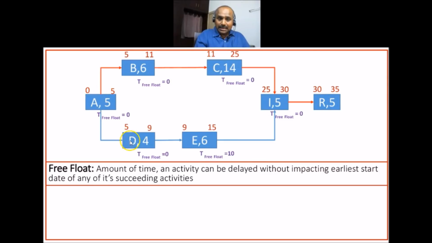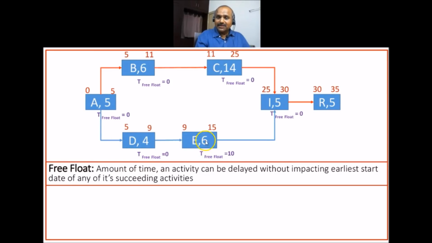Now, if you take activity D, any delay on activity D will impact the start date of activity E. That's why the free float of activity D is 0, because in free float, you focus on the impact you cause to its succeeding activity. So for activity D, the succeeding activity is E. So any delay caused to activity D will delay activity E. That's why D cannot be delayed.